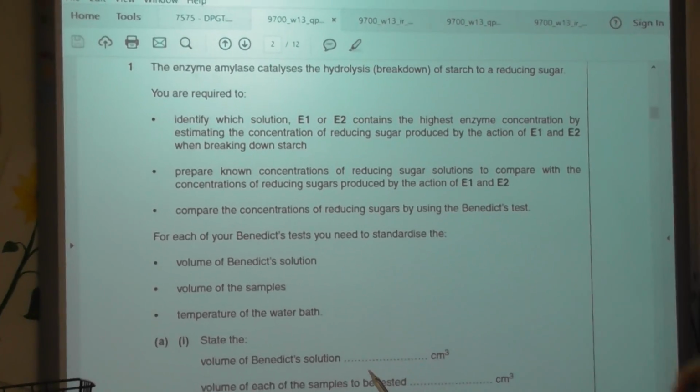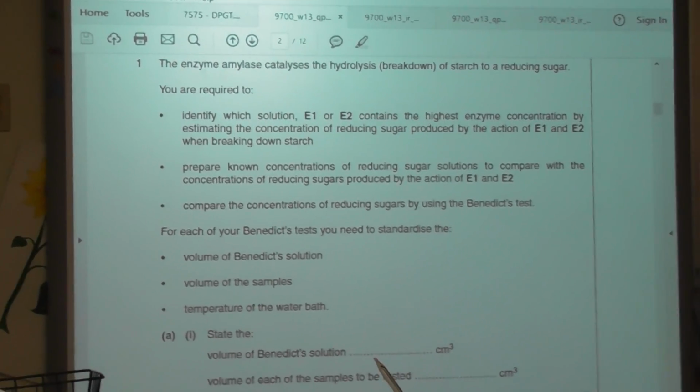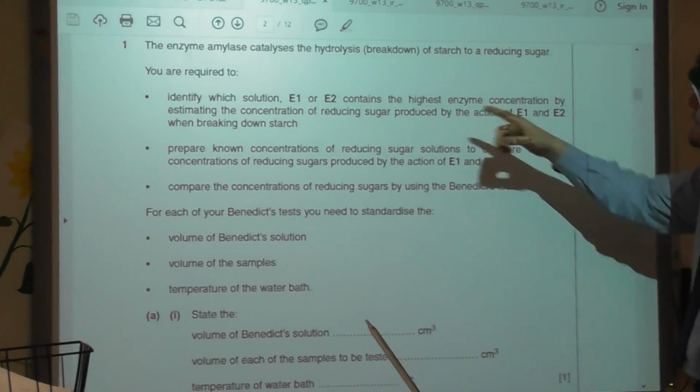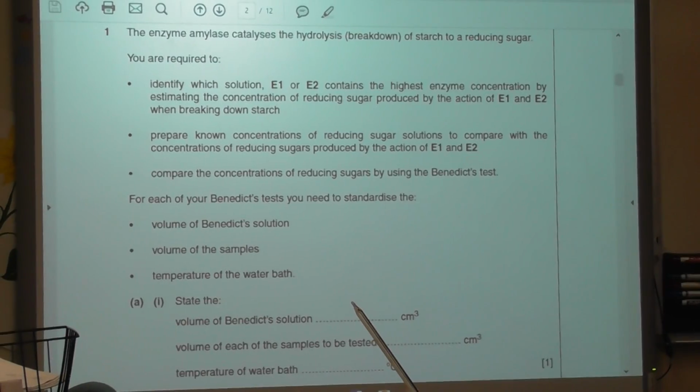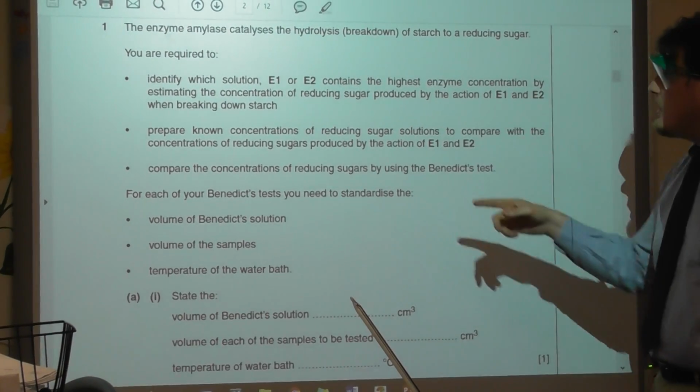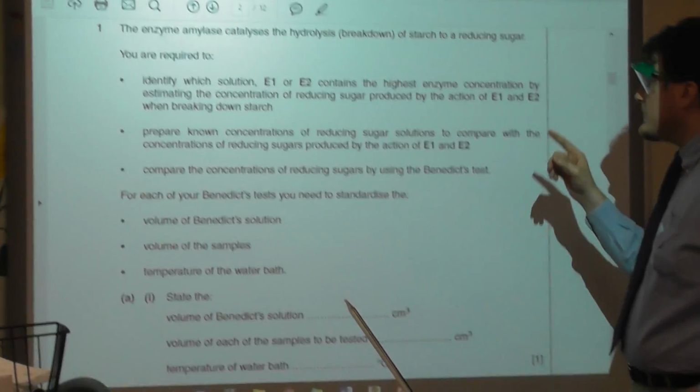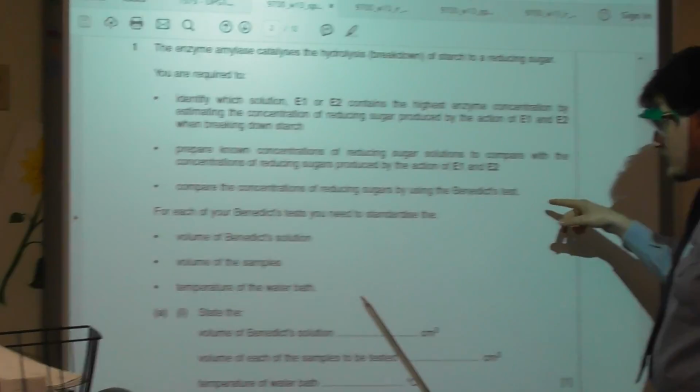The enzyme amylase catalyzes the hydrolysis, breaking down the starch and producing sugars. To identify which solution, E1 or E2, contains the highest enzyme concentration, by estimating the concentration of reducing sugar in the reaction of E1 and E2 by breakdown of starch. Compare the concentration of reducing sugar and compare E1 and E2.